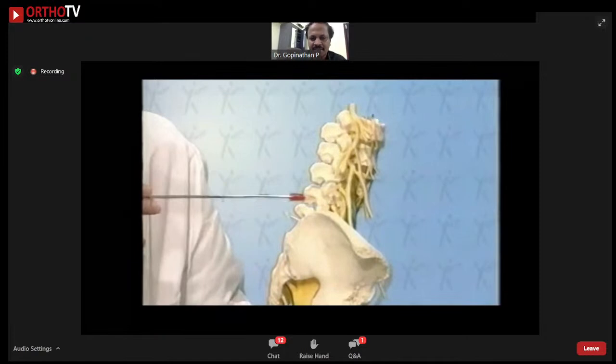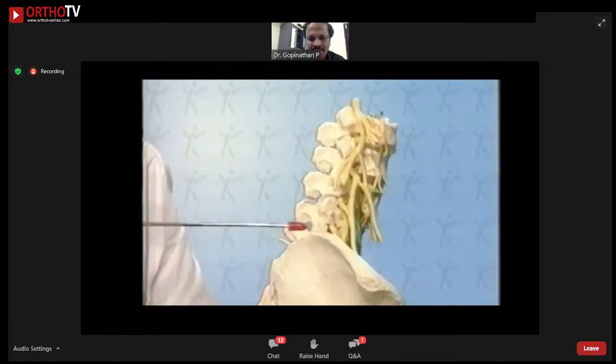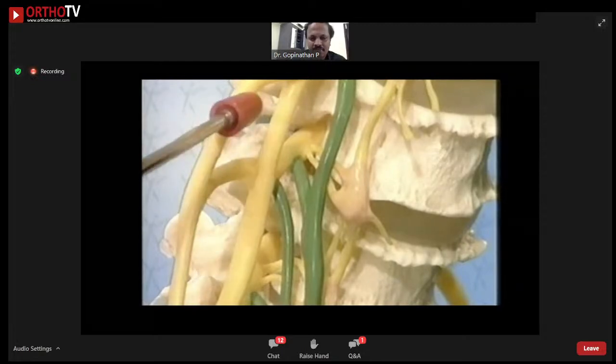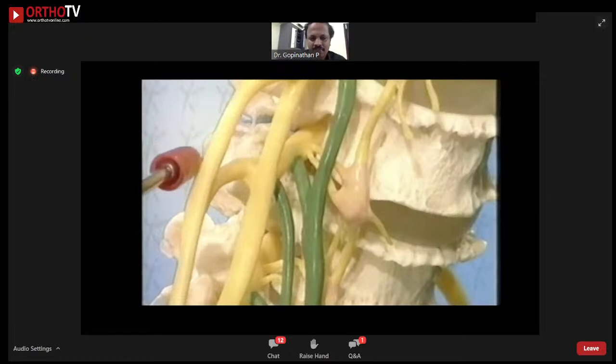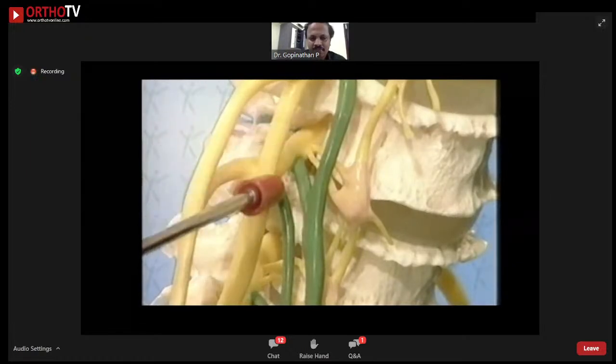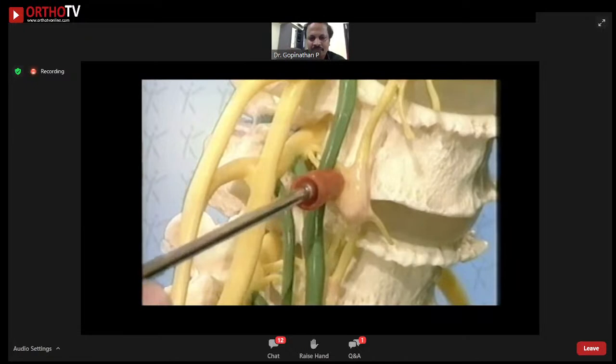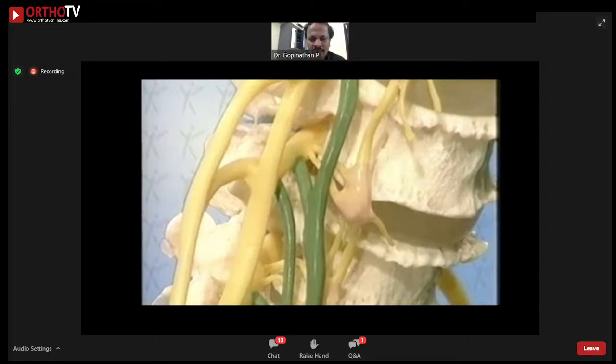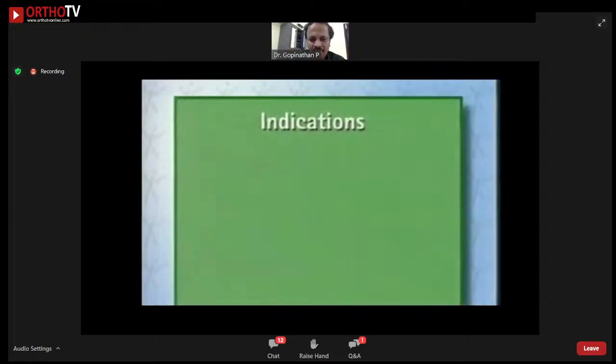The lumbar plexus is a plexus from where you get three important nerves: the lateral cutaneous femoral nerve, the femoral nerve itself, and the obturator nerve. These are the three nerves which are contained within the psoas compartment. The psoas compartment is a tense, closed fascial compartment, and any solution injected into the psoas compartment cannot escape to any other fascial planes. So it will be contained within the psoas compartment, and this is also known as a psoas compartment block.